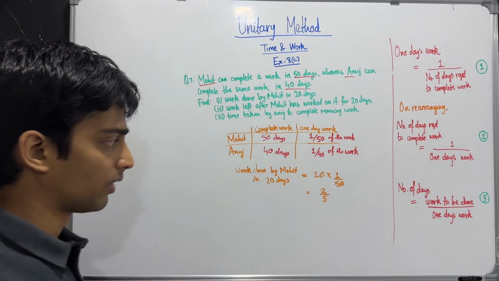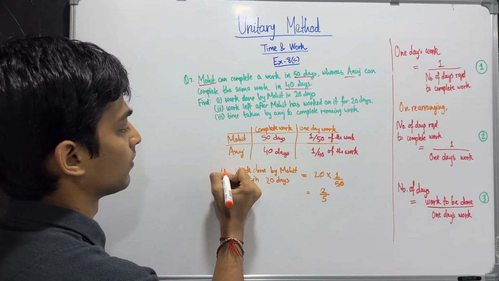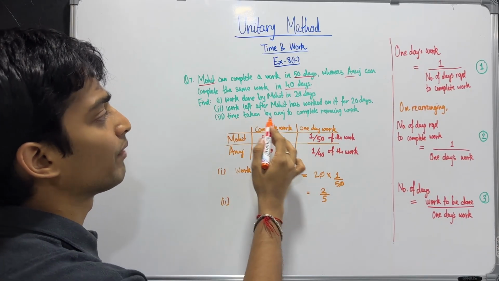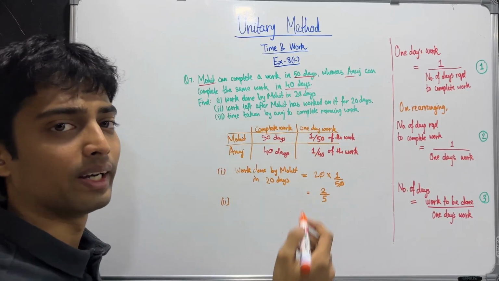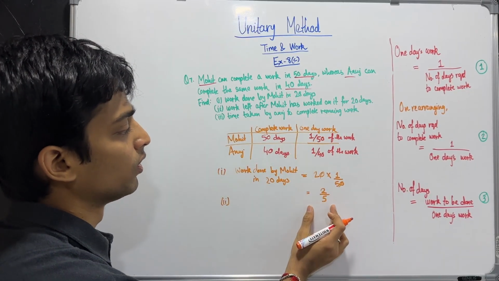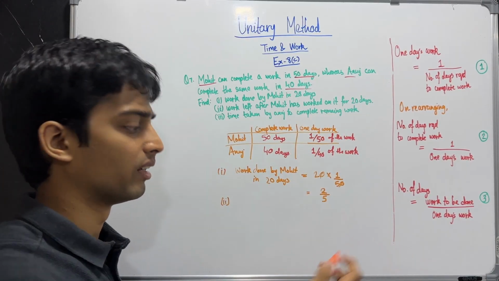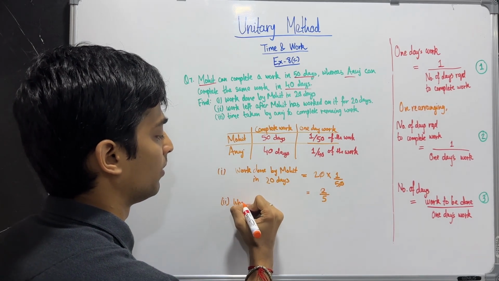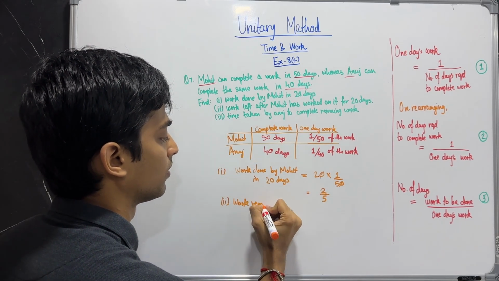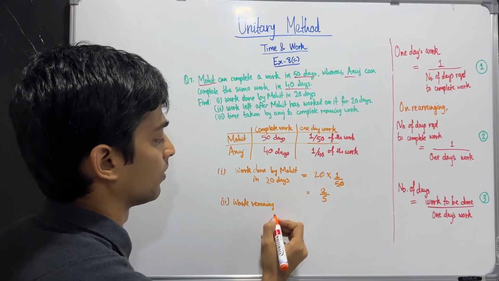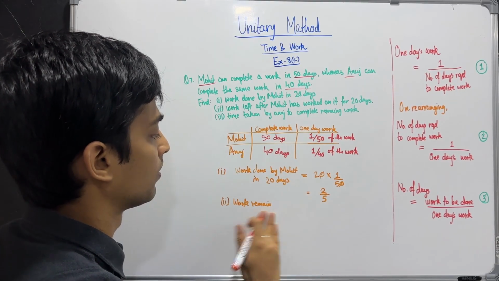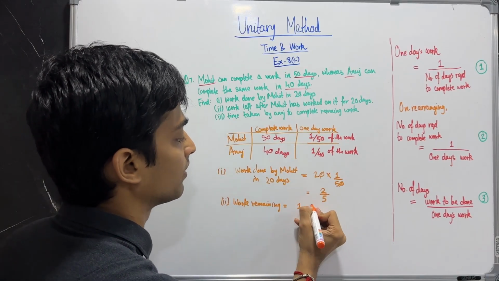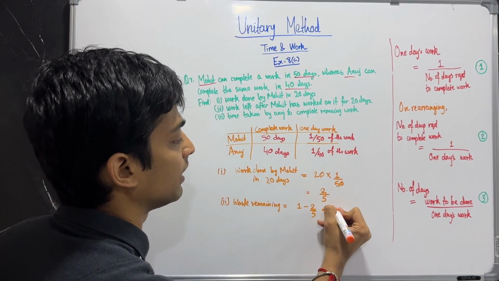So this was the first one. For the second one, work left after Mohit has worked on it for 20 days. Now 2 upon 5 part of the work is done. So how much will be remaining? Work remaining will be 1 minus 2 by 5, which is 3 by 5.